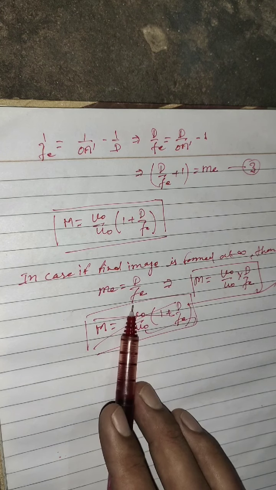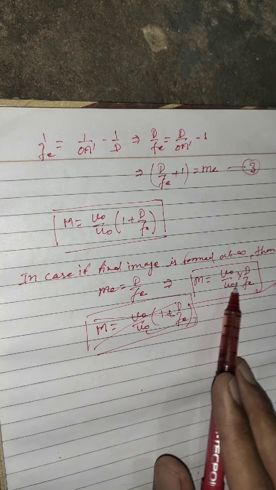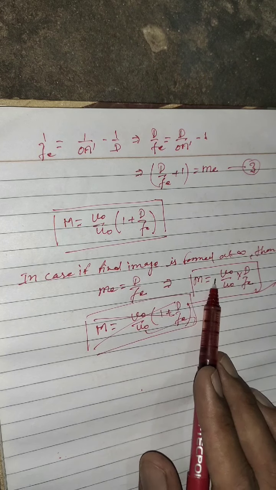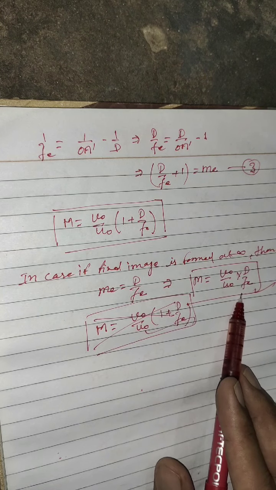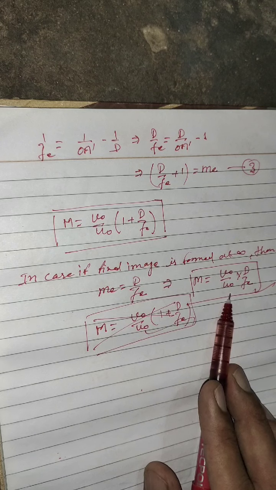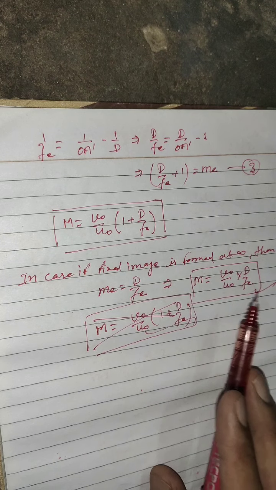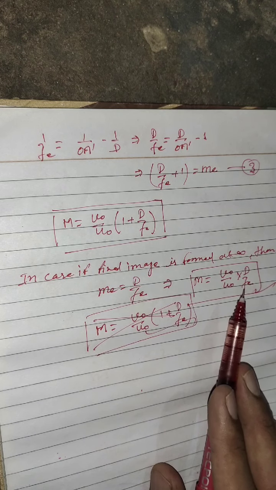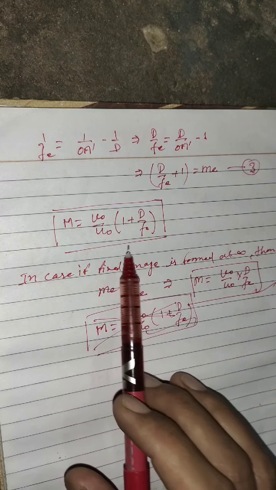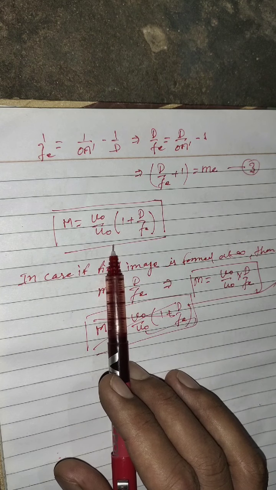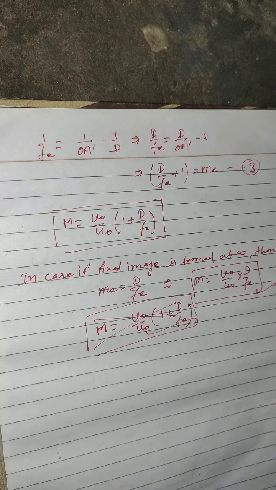So the final magnification m is equal to mo into me, which is equal to v0 upon u0 into d upon fe. This expression, meaning this formula, is applicable when we are talking about the final image at infinity, but the earlier one is applicable when the final image is at the least distance of distinct vision. So that's it in the case of the compound microscope.